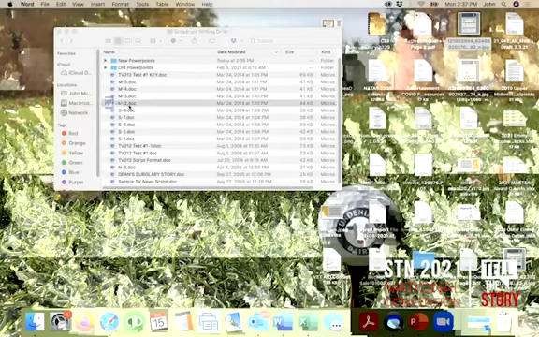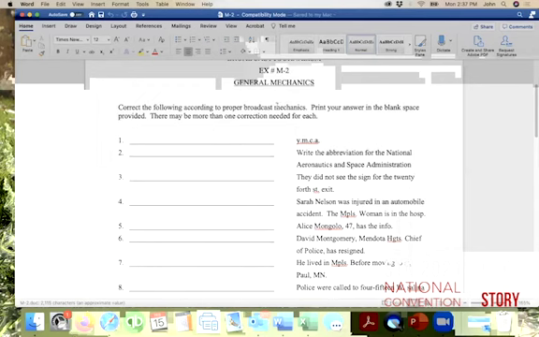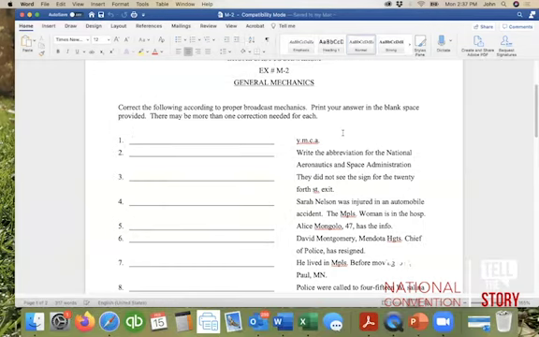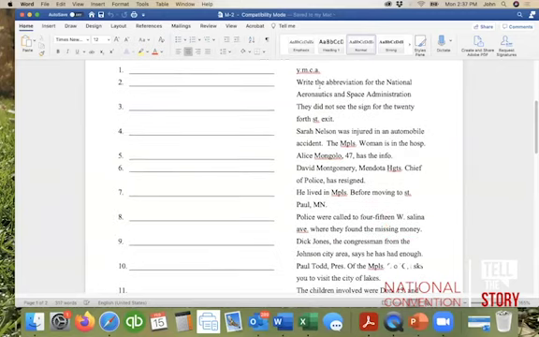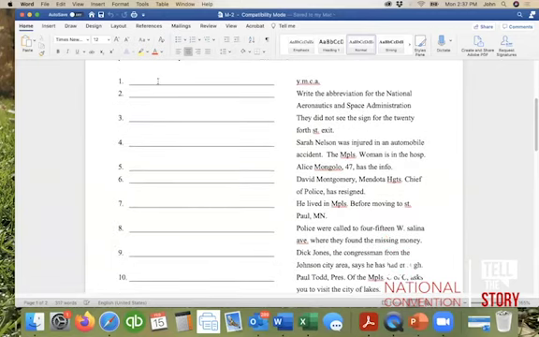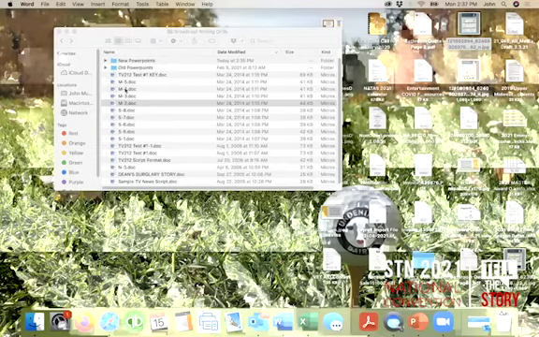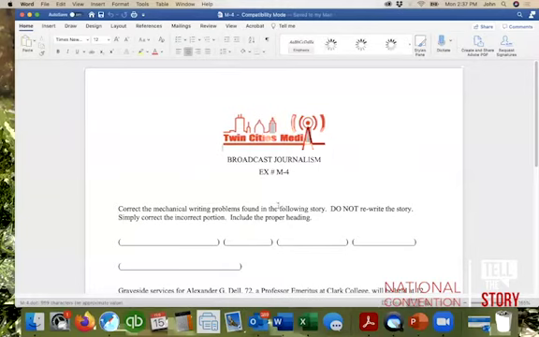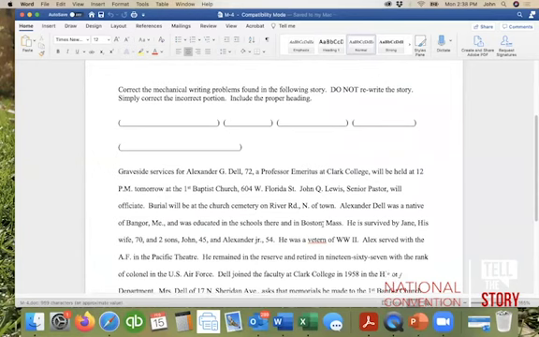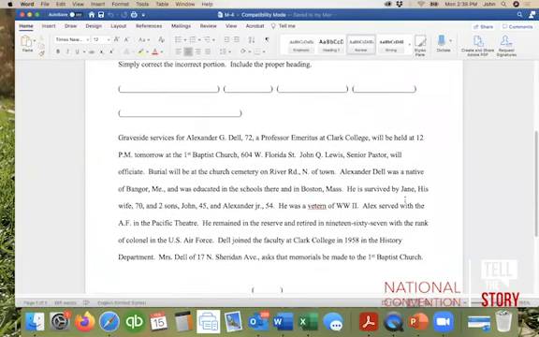Actually going to the mechanics here. This is where, in the general mechanics, correct the following according to proper broadcast mechanics. So YMCA, I would do Y-M-C-A. So write the abbreviation for the National Aeronautics and Space Administration. So I put examples there, ask them to convert it, and do stuff like that. So these worksheets would always emphasize the thing here.